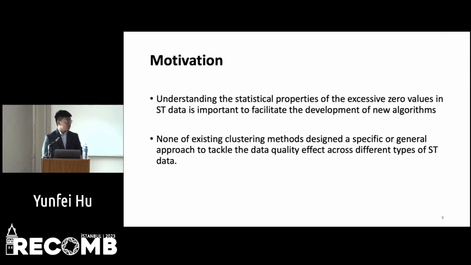And here goes our motivation. To build a robust clustering with low variance, one big motivation for us is to understand the statistical properties of the excessive zero values in ST data. Just like what happens in scRNA-seq data, our ST data also has this phenomenon of excessive zero values in different datasets, which could be caused by technical issues or other things like noise. However, some of them are true zeros. We refer to this excessive zero phenomenon as dropout events here.